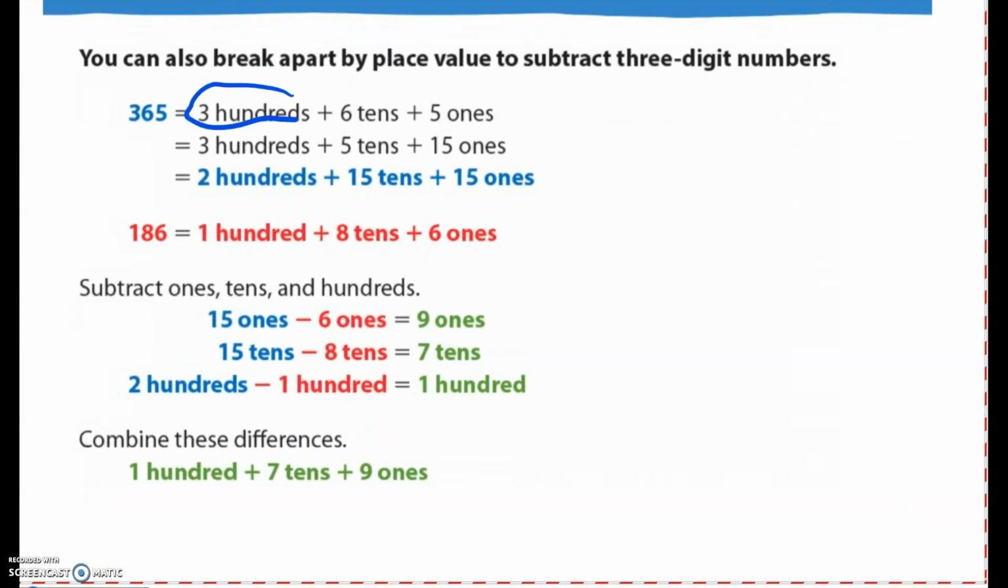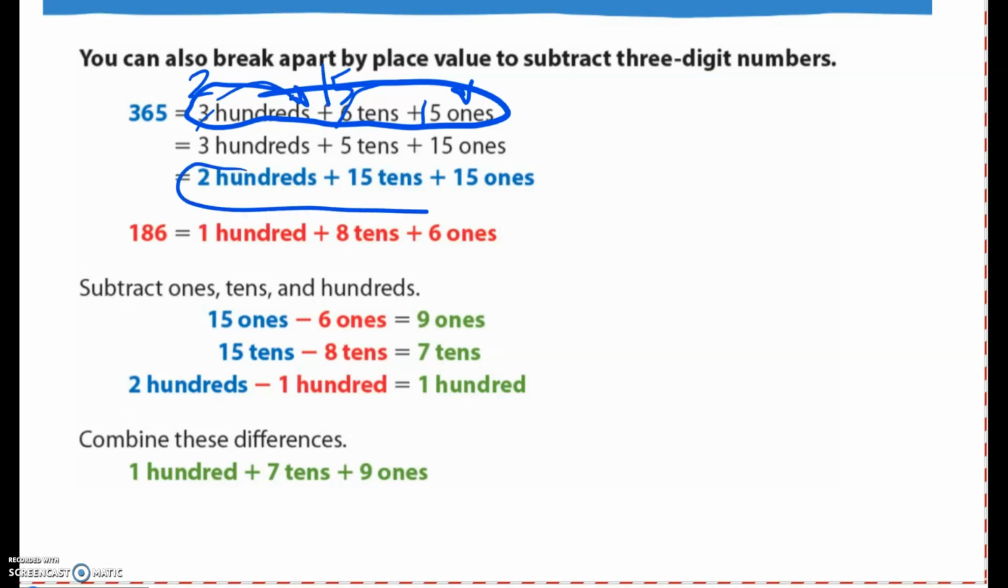So they start with 300, 6 tens, and 5 ones. And they needed to take away 1 hundred, 8 tens and 6 ones. Since there's not enough ones to take away, they moved one of these tens over here. So now there's only 5 tens, but there's 15 ones. And then they took one of the hundreds and moved it over here. So that's what this is showing, is moving one of the hundreds over and moving one of the tens over. Then you can take away, because 15 ones subtract 6 ones is 9 ones.